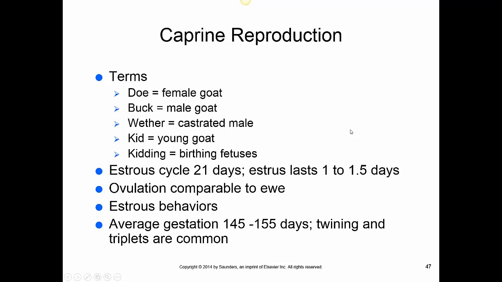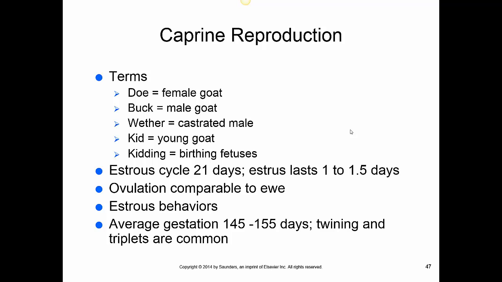Goats are not that much different. Some of our terminology is. Doe is a female, buck is a male, wether is once again a castrated male, kid is a young goat, kidding is having the fetus. Their cycle, instead of being about 17 days, is usually 21 days from estrus to the next estrus. Estrus in them lasts, once again, about 24 to 36 hours. So usually a day and a half.